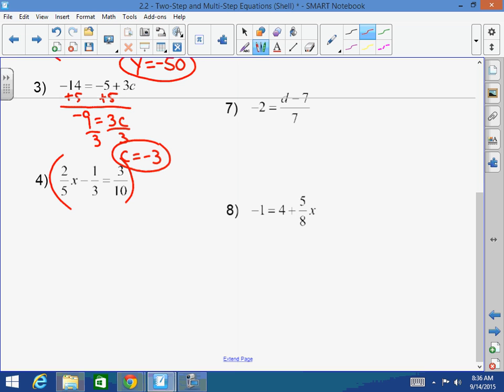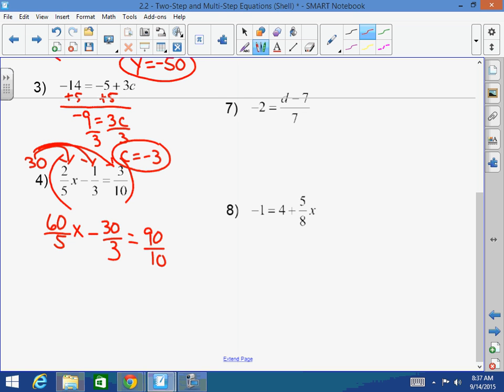And what do you think the LCD would be here, gentlemen? Yes, sir. 30. So I'm going to multiply 30 to everything. And guys, when I say I'm going to multiply 30 to everything, I mean everything. So 30 times 2/5 is 60/5. I know that you know what that's going to simplify to, but let me show you step by step. Minus 30 times 1/3 is 30 over 3, equals 30 times 3 is 90 over 10.